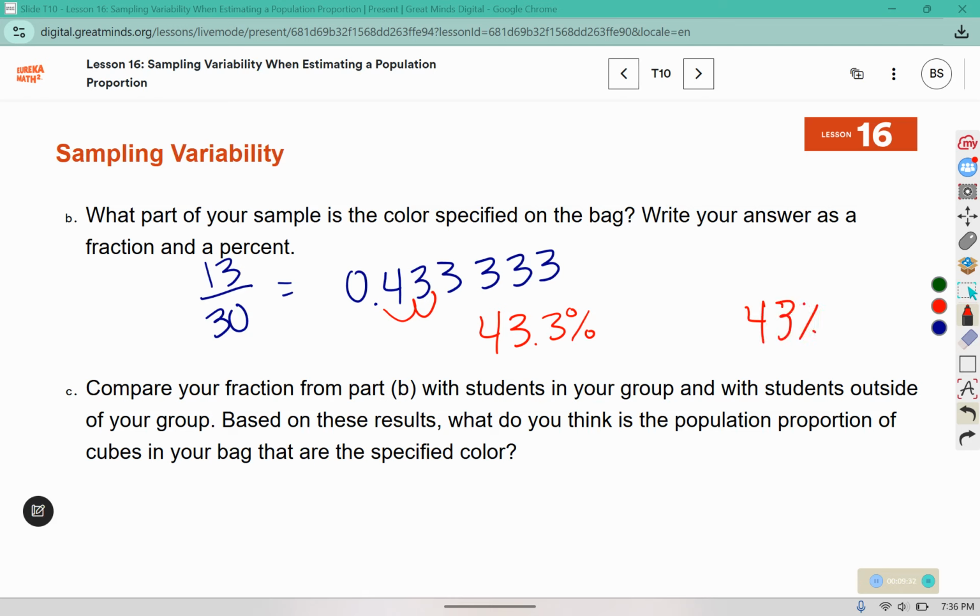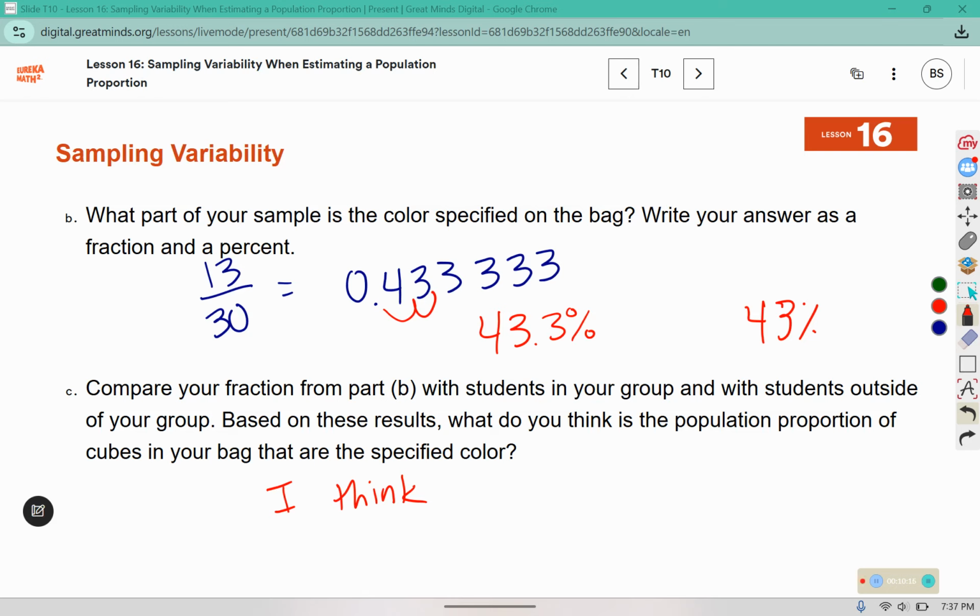And it says compare your fraction from part B with students in your group and with students outside of your group. Based on these results, what do you think the population proportion of cubes in your bag that are the specified color? When we used a sample size of 30 instead of 10, our percentages all came out similar or closer together than they did when we used a sample size of 10. And we got anywhere from 37 to about 63 or so. So my prediction is still around 40%, or 40 out of 100.